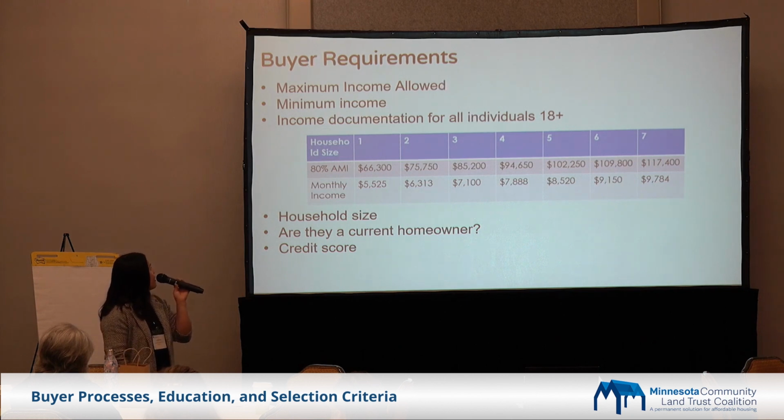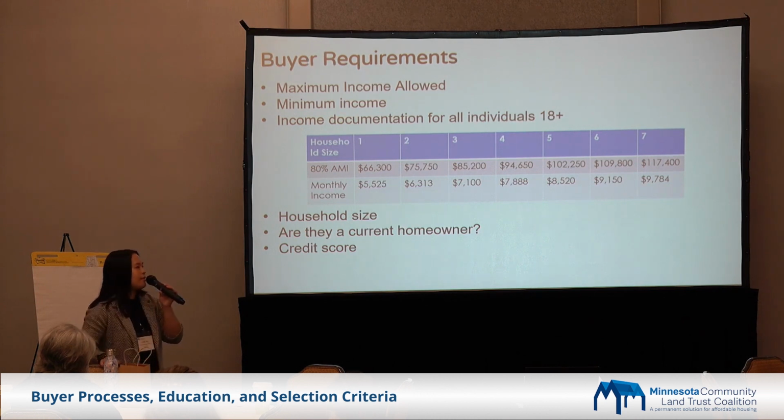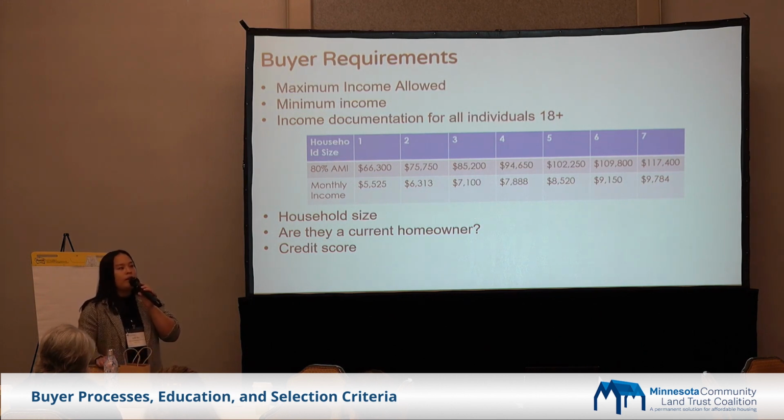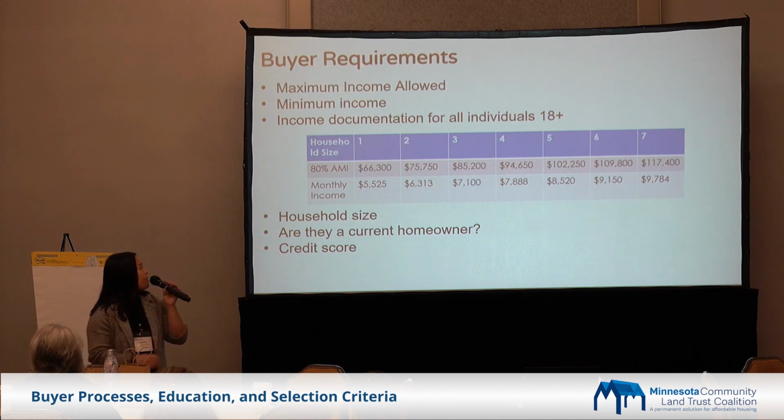And then, as well as that, we do require income documentation for all individuals who are 18 years or older in the household. And that includes anybody who might be a full-time student. Maybe they're in college and they're not employed. We do require a letter of explanation stating, I'm a full-time student. This is why I don't have income. So just having all that documentation is important.